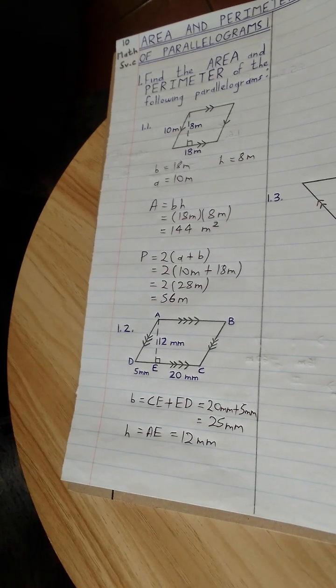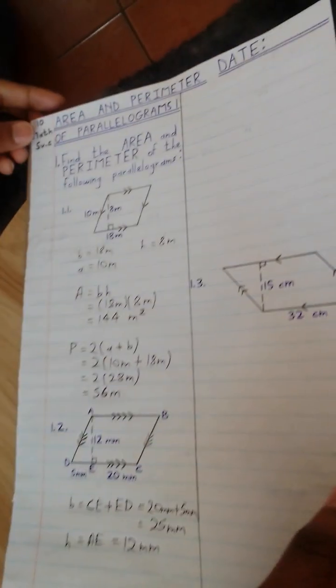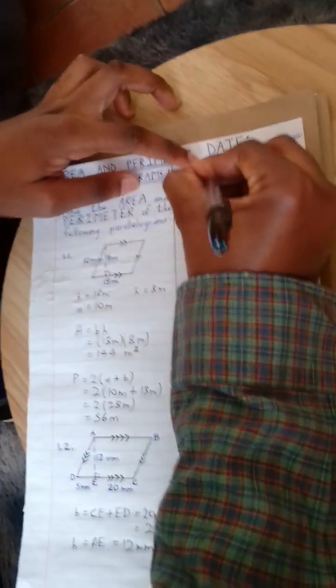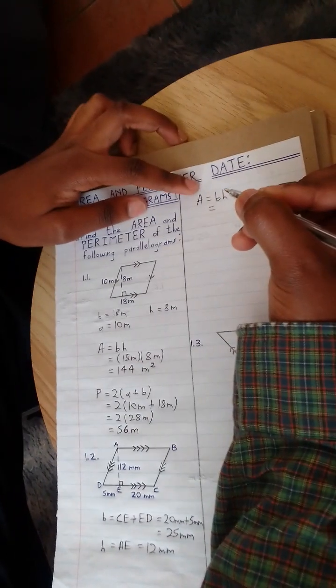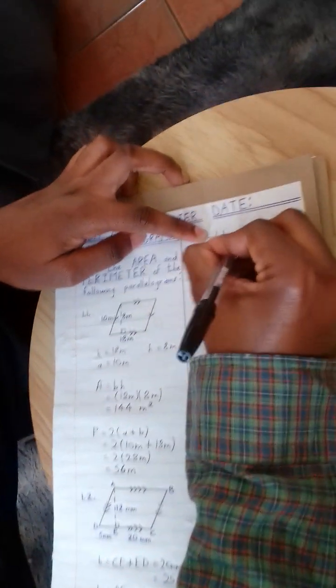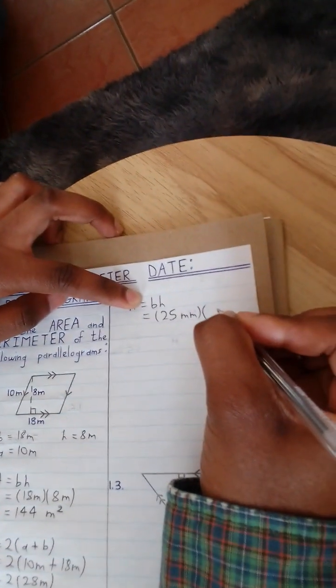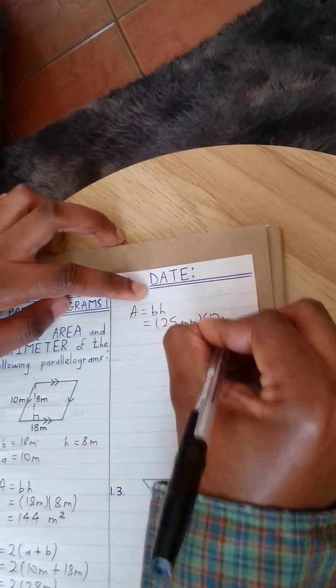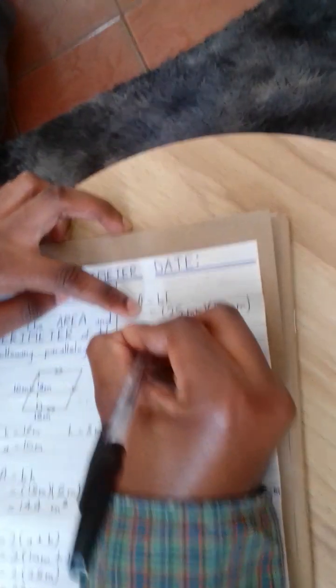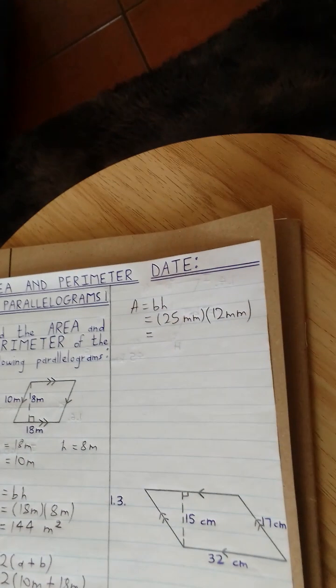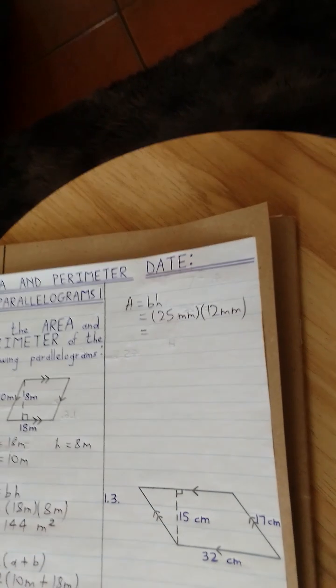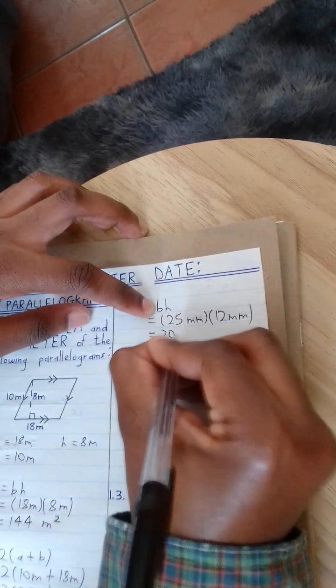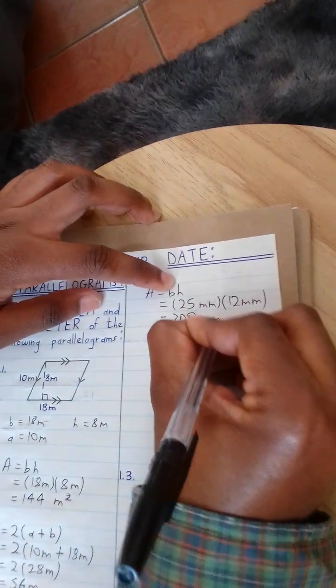So we can start with the area, base times height. What is the base? It's 25 millimeters. What is the height? 12 millimeters. So the area is 300 square millimeters.